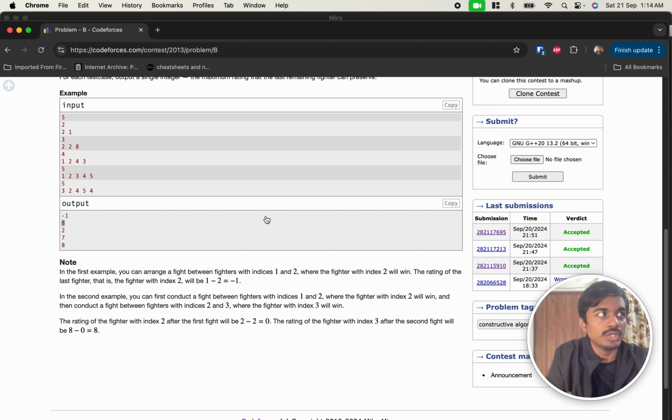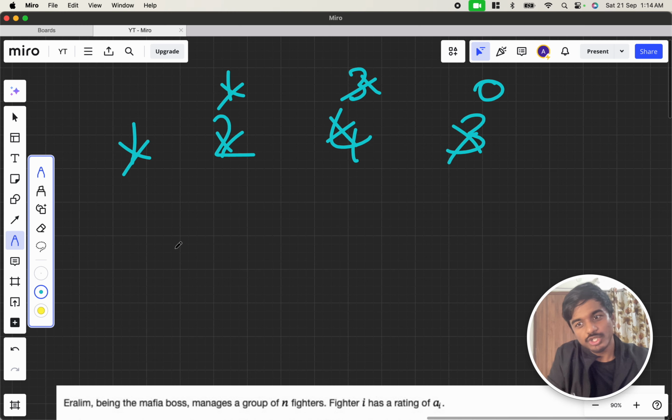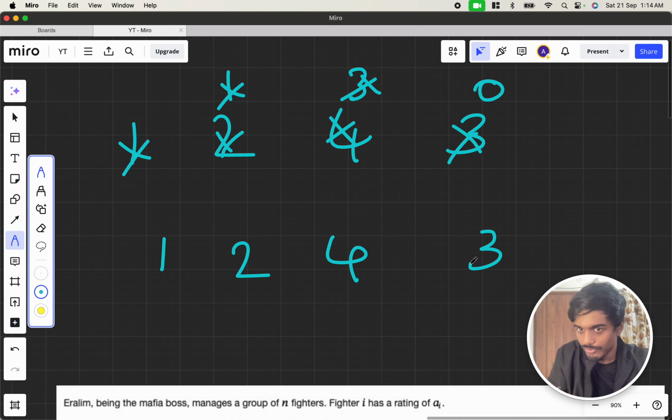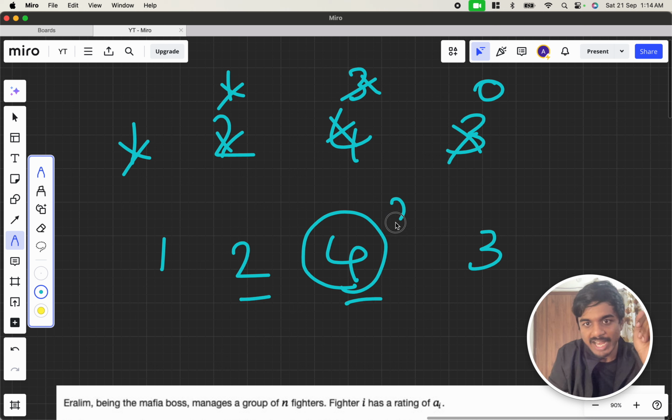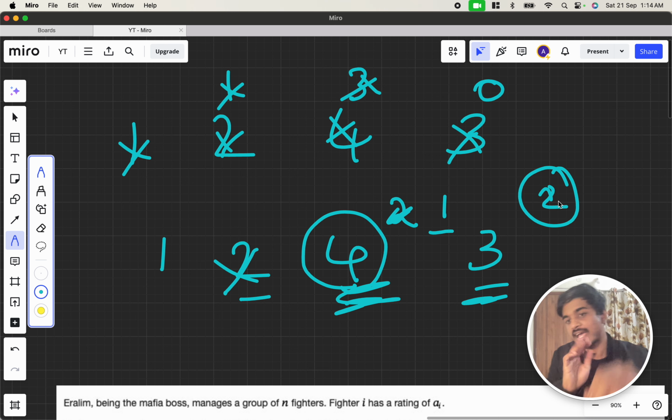How did we get 2? If we know it, we are almost close to the solution. 1, 2, 4, 3 is here. With trial and error, you understand that they made a fight between 2 and 4. The value becomes 4 minus 2, which is 2. This guy gets eliminated. Now index 3 and index 1 fight, so 2 minus 1 is 1. Now this index and this index fight. The value of this index is 1, so 3 minus 1 is 2. And that's how you get the answer as 2.